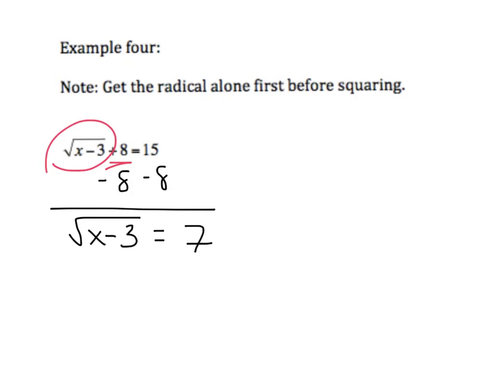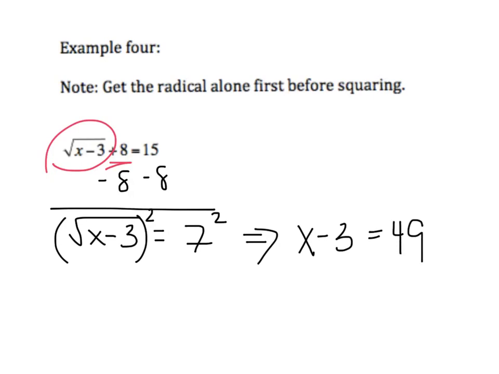So from here, your next instinct would be to make sure we get rid of that square root. So we're going to square both sides. That becomes x minus 3 equals 49. Your last step will end up being to add 3 to both sides, so x is 51.